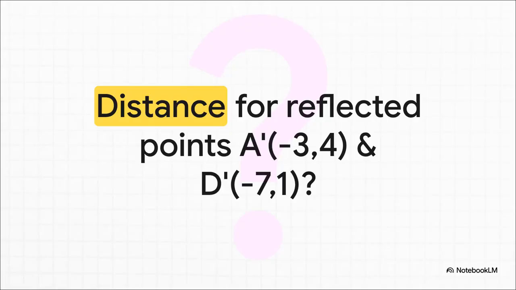Let's level things up a bit with some negative numbers. What happens if we take those exact same points and reflect them like a mirror across the y-axis? Now our points are A prime at (-3, 4) and D prime at (-7, 1). Go ahead and pause again. Track your negative signs really carefully while you find the differences and solve for this new distance.